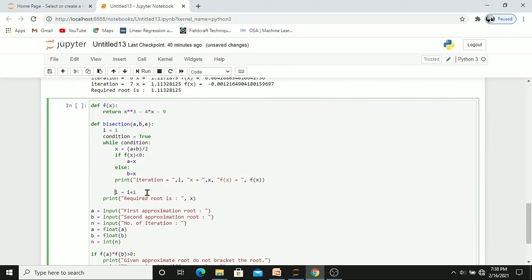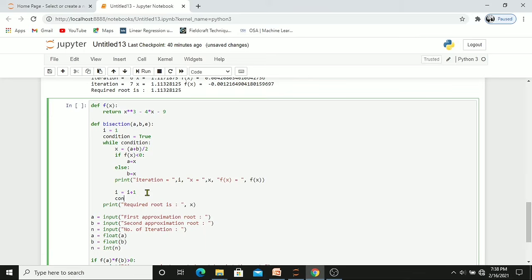Okay, so what is the condition here? Condition depends on the value of error. What is error? Error means the present value of f of x minus the previous value of f of x. The difference of that gives the value of error. So here the condition we can define with the value error. So what is the condition? Here we can define it as the absolute value of the difference of the f of x minus the previous value of f of x.